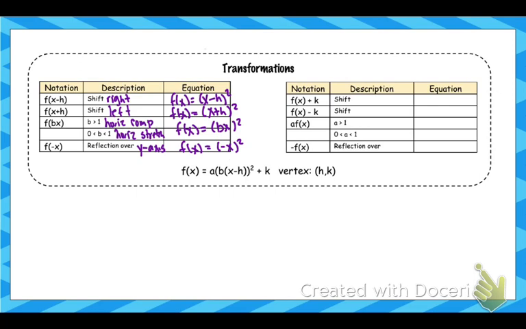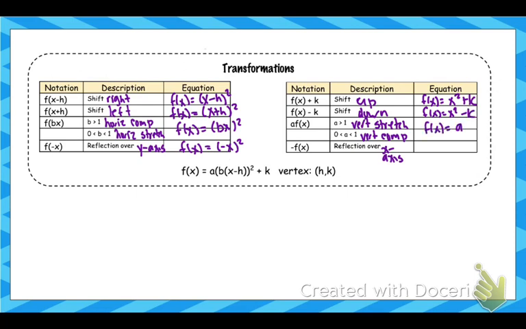Okay, now let's look at vertical. Okay, all the vertical shifts. Plus k, that's your shift up. Minus k is your shift down. If a is greater than 1, vertical stretch. Between 0 and 1, vertical compression. Negative out in front is a reflection over the x-axis. And all of this stuff is going to happen outside of what's squared. So the vertical changes are happening on the outside.